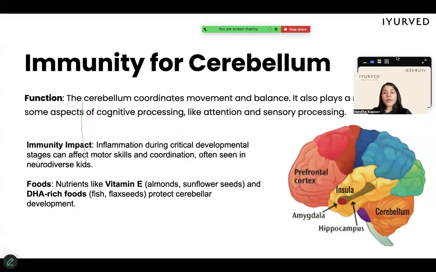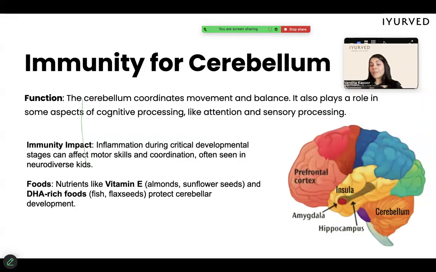Cerebellum is important for the child to understand his body movement and balance. Now, this has a huge role to play in any neurodiverse child, and any kind of low immunity is going to impact the child in their motor skills and coordination. Foods rich in omega-3, which is DHA rich foods, and vitamin E will help protect the cerebellum. So, this builds immunity for the cerebellum.